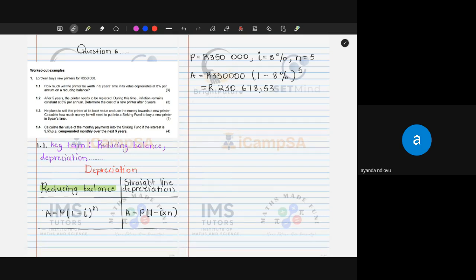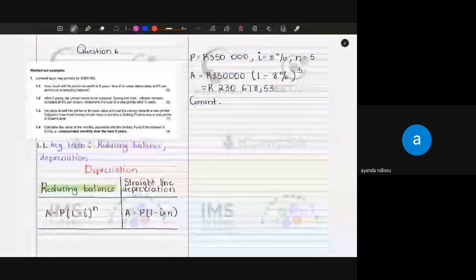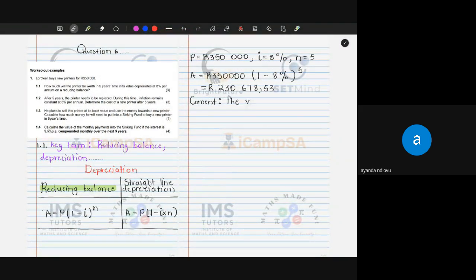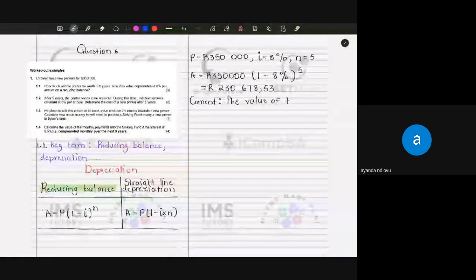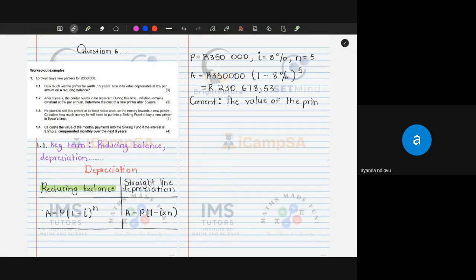Okay, awesome. So we can now just make a comment and say, okay, the value of the printer will be 230,678.53 after 5 years. So look at how it has lost value. Okay, very important question, guys. Then let's go to 1.2.